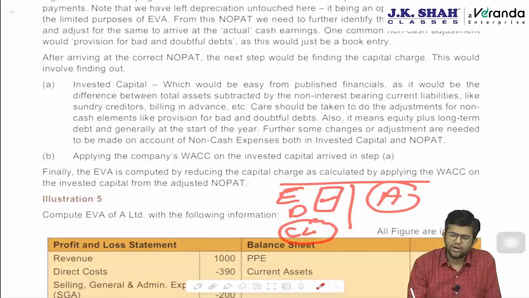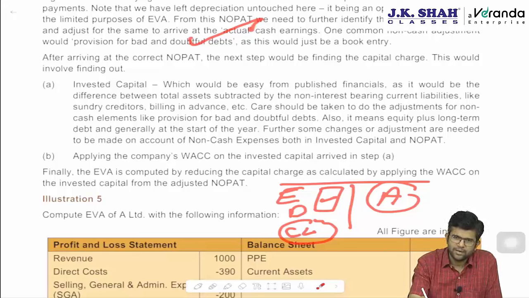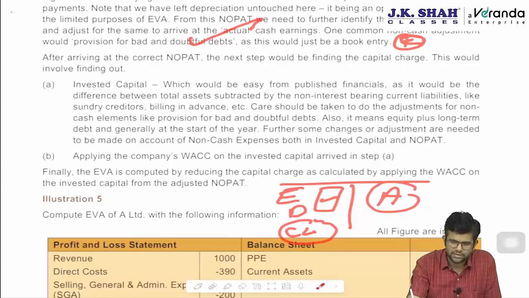So in that, now what they are saying is that when you are calculating NOPAT, okay, if while calculating it, you would have deducted provision for bad and doubtful debts, for example, then can I say here you will have to add it back? Everyone clear? As if we had not passed the entry. Everyone clear now? You have to add back provision for doubtful debts.